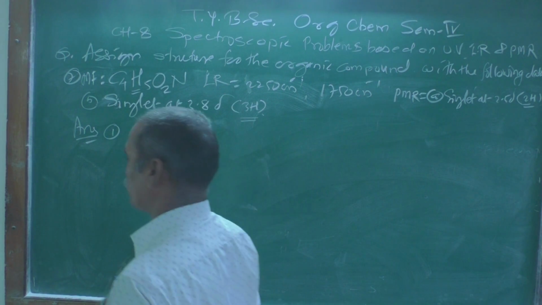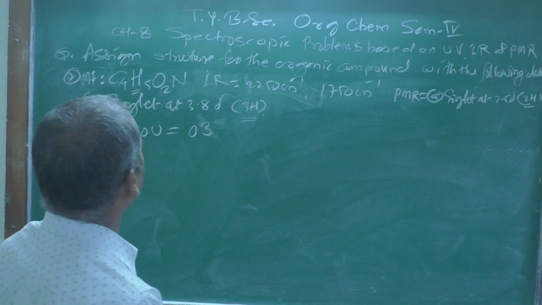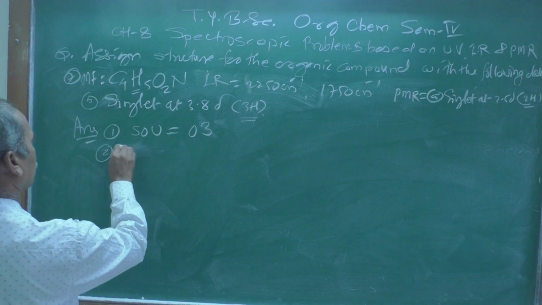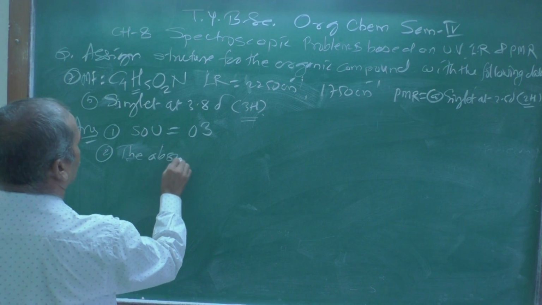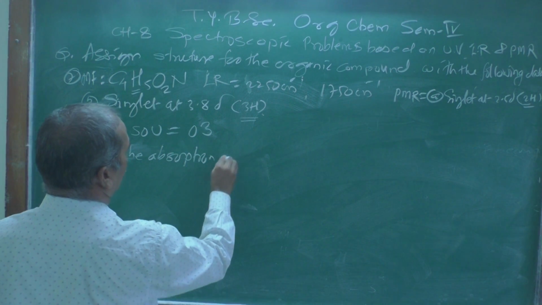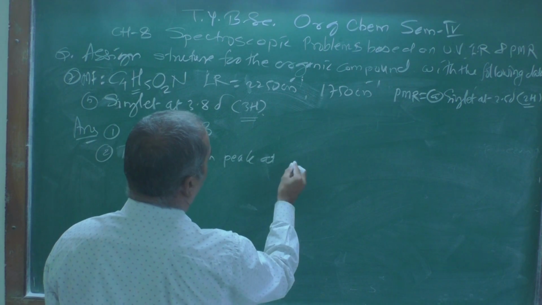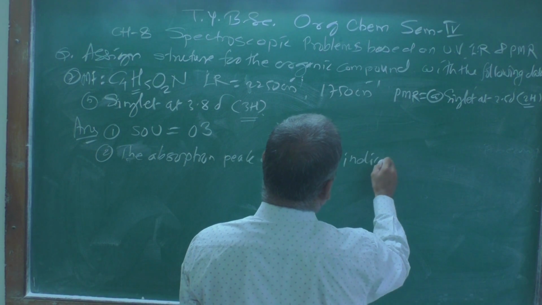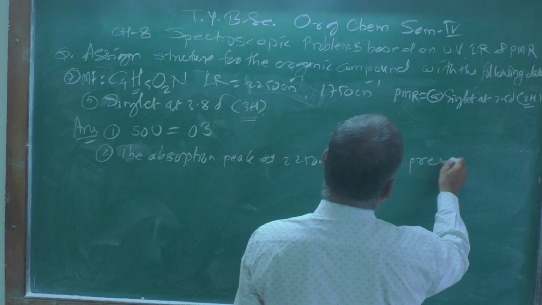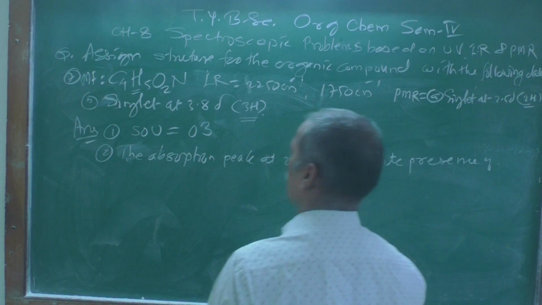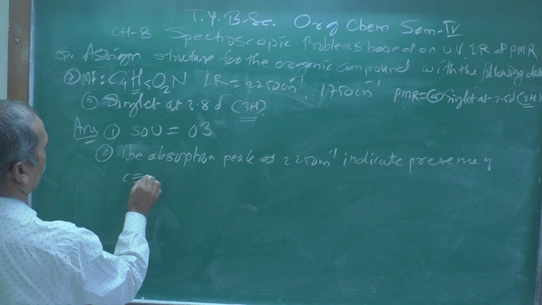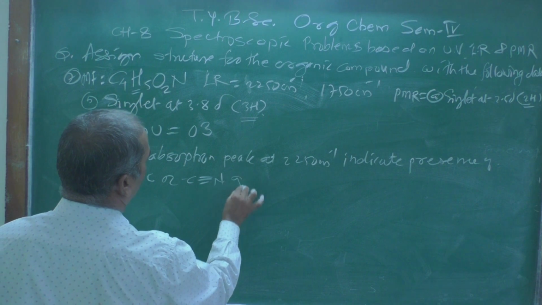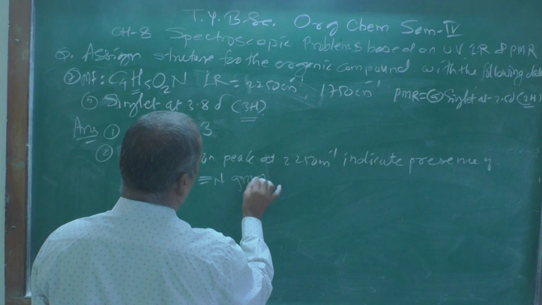Now let us move on to the next point, the IR values. Second: the absorption peak at 2250 per centimeter indicates the presence of a carbon-carbon triple bond or a carbon-nitrogen triple bond group.